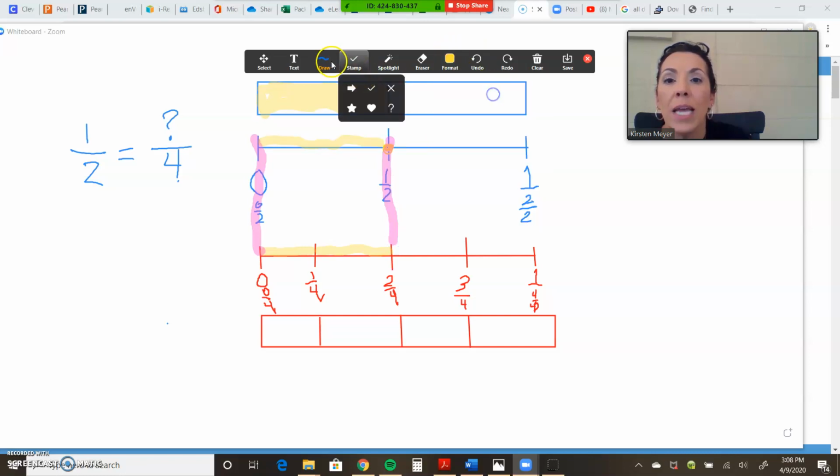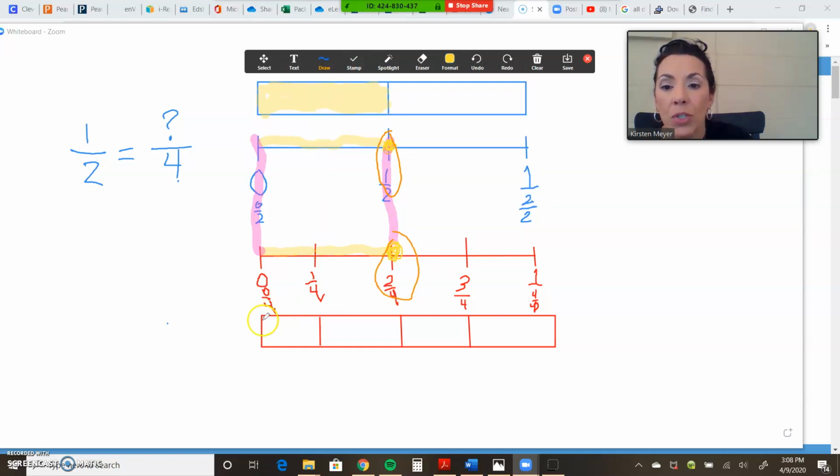So what that is telling me is that 2 fourths right here is equivalent to 1/2, because on my number line, 1/2 and 2 fourths are showing me the same thing.